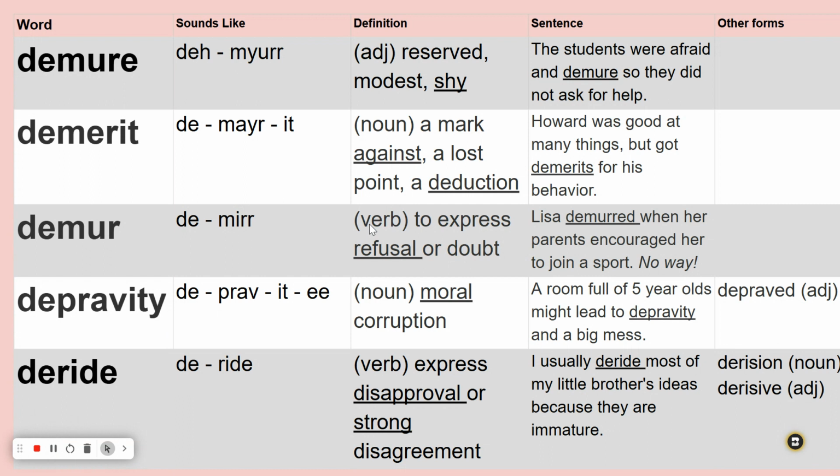Deriding is different than demurring in the sense that it's a little bit more extreme. So someone who's giving you a really hard time, you might say is deriding you. Other forms are derision, which is the act of deriding, and derisive, which means something is going to cause a lot of strong disagreement.